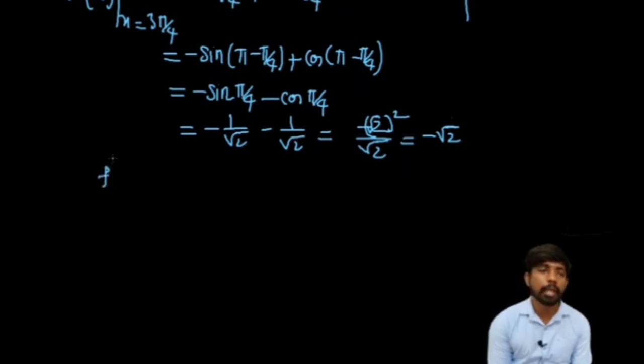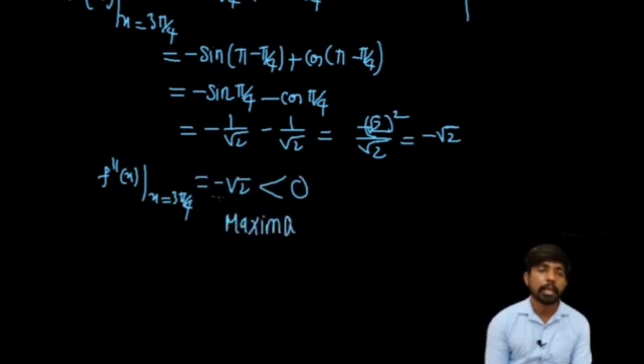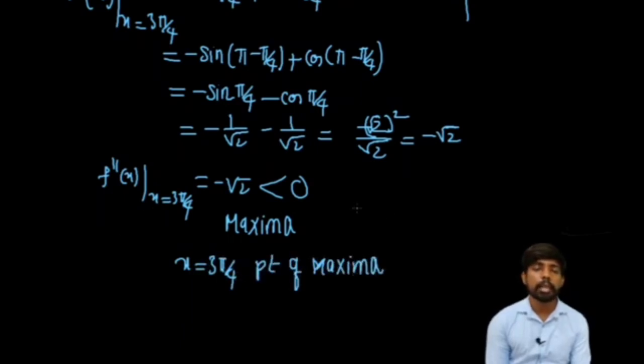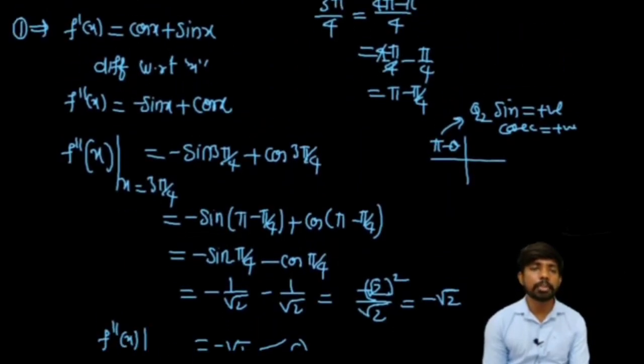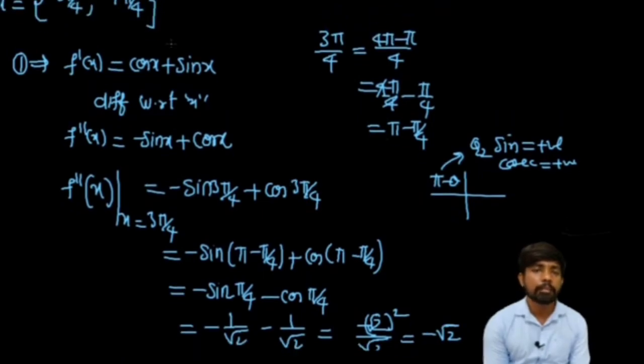So therefore, f double dash of x at x equals 3 pi by 4, the value is what? Negative, which is less than 0. Negative indicates maxima, and x equals 3 pi by 4 is a point of maxima. Now substitute 7 pi by 4 in the double differentiation.